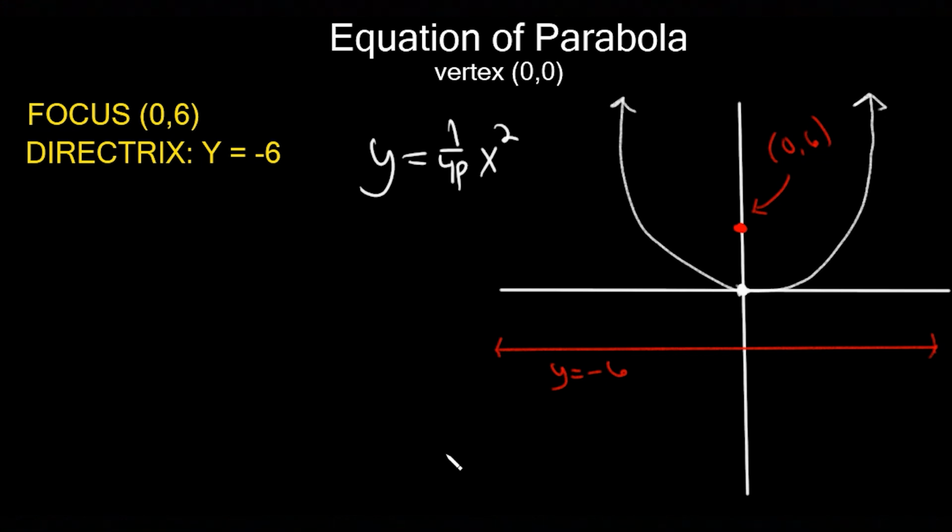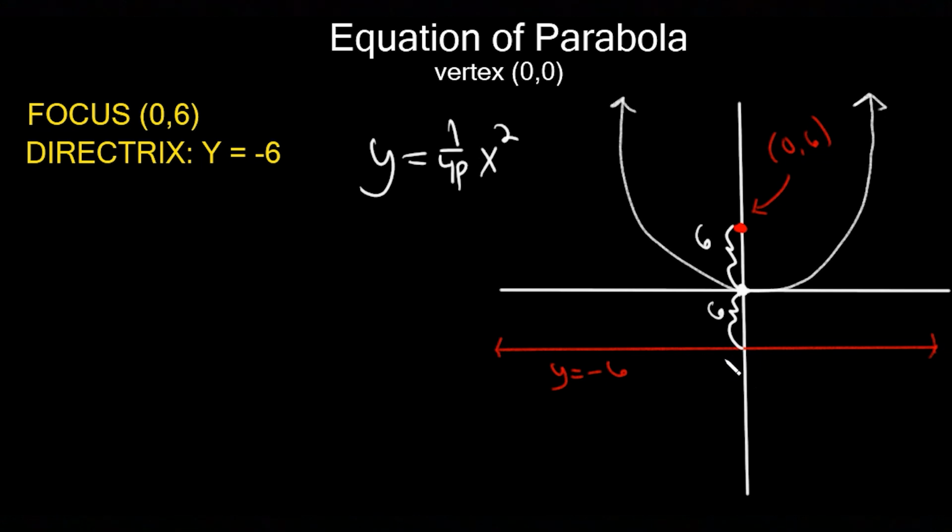Now, you have to figure out what your p value is here. Now, p is going to be the distance, in this case the vertical distance, from your vertex to your focus. My focus is right here, okay? So this distance here is going to be the same as this distance here, which is my directrix at y equals -6, okay? So both of these are going to have a vertical distance of p, and we know that's going to be 6. This is 6 here, and this is 6 here, a distance of 6 going from the vertex, right?